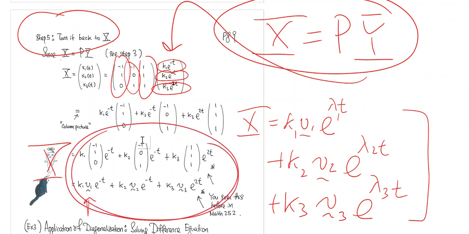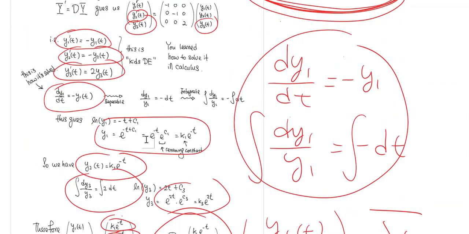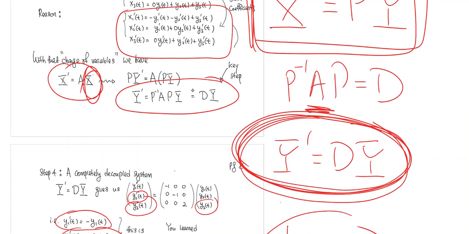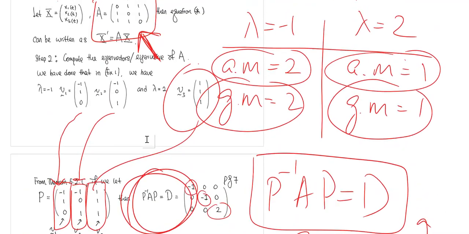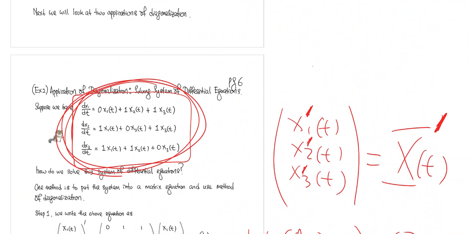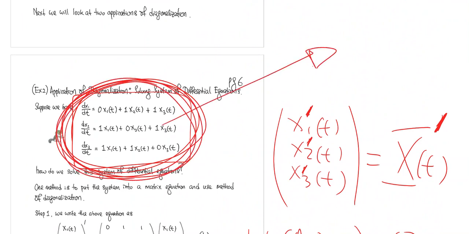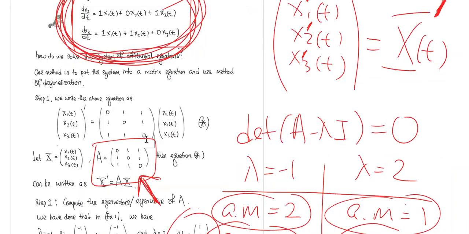And how do we get this? We got it from the diagonalization process. We use the diagonalization process critically right here to completely decouple the system. So the diagonalization process helps us to decouple the system. This is a system that is too difficult to solve because they have all the interrelationships. All the variables x1, x2, and x3 are interrelated.